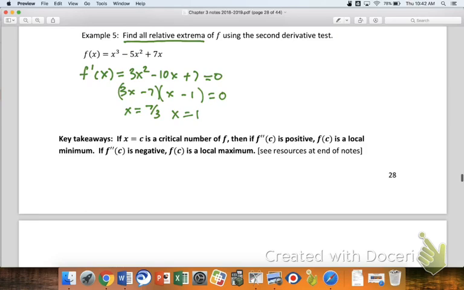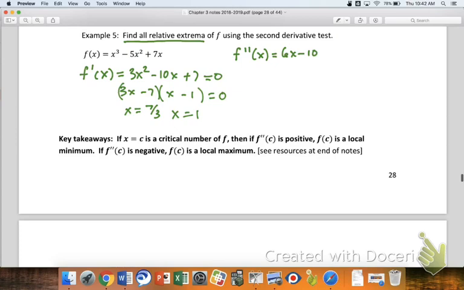I look at that and I think, you know what? I can find that second derivative in like 3 seconds, right? So I'm going to do that. And I'm going to say, all right, f double prime of x equals 6x minus 10. Now I'm going to use my second derivative, and here's how I use it. I'm going to take my 2 critical numbers, the 7/3 and the 1, and I'm going to directly plug those into my second derivative.